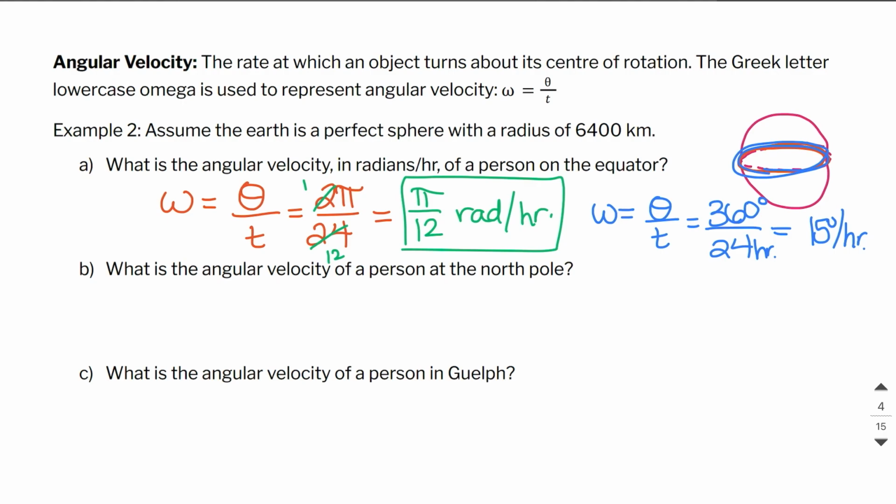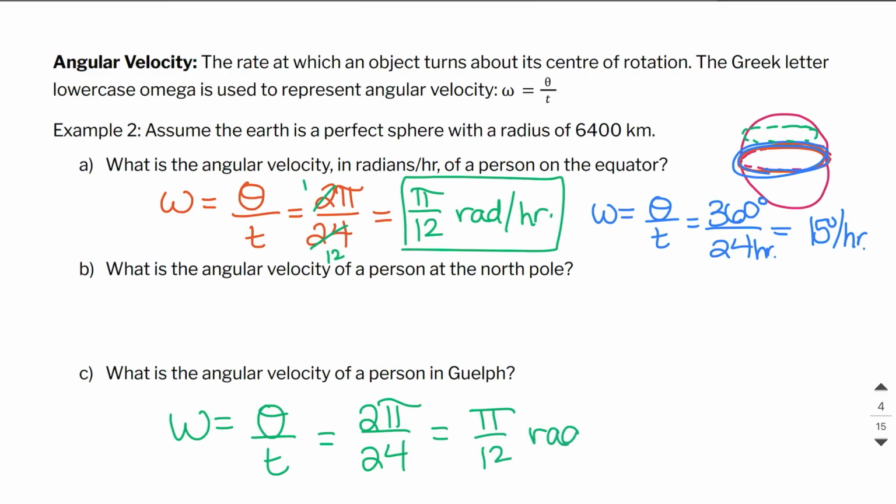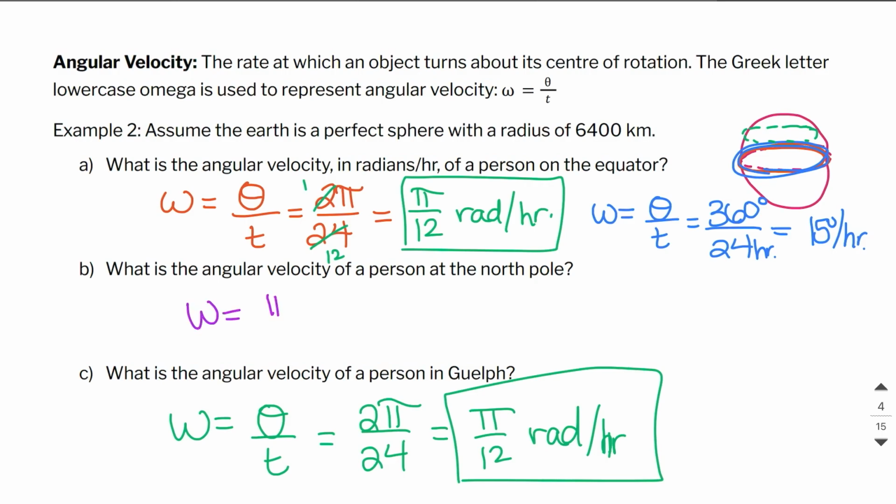What's the angular velocity of a person in Guelph? So now the person in Guelph right here is looking more like this right here. Less distance to cover, but the same angle measurement to cover. So the angular velocity here is still going to be 2 pi over 24, which is pi over 12 radians per hour, or 15 degrees per hour. It doesn't matter where on the globe you are, it's still pi over 12 radians per hour. So what does that tell us about the angular velocity at the North Pole?